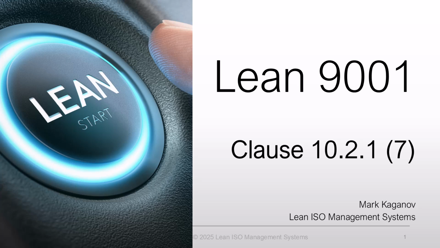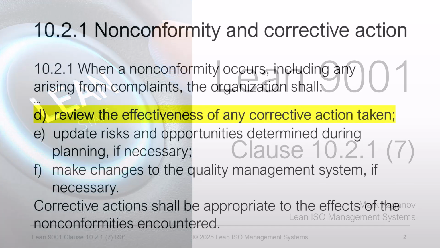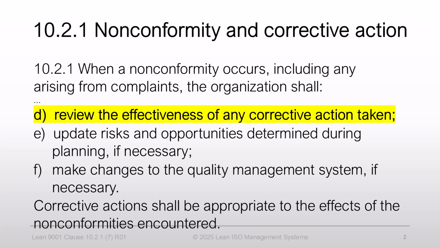This is the last part of our deep dive into ISO 9001, Clause 10.2.1, Nonconformity and Corrective Action. In the previous video, we discussed requirement D, review the effectiveness of corrective action. If you missed that clip, check the link below to catch up. This video moves on to requirement E, to update risks and opportunities determined during planning if necessary.